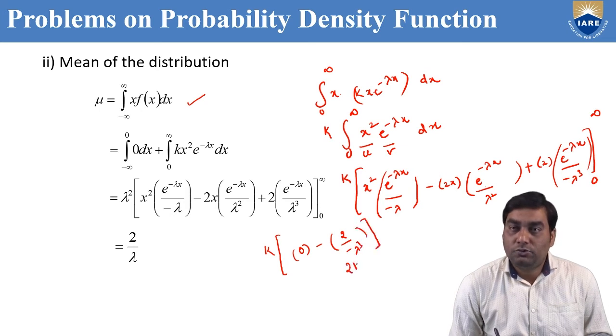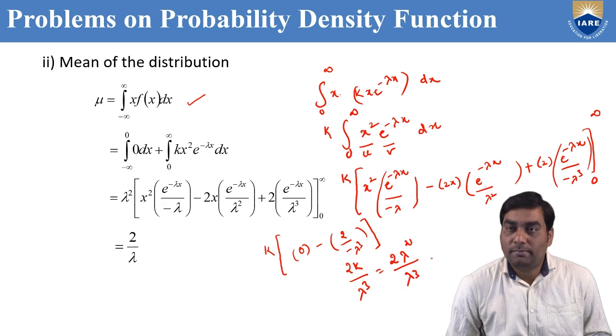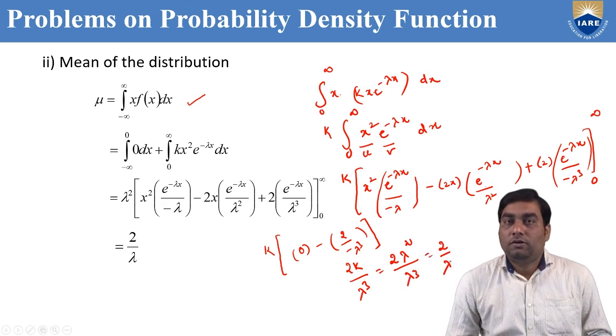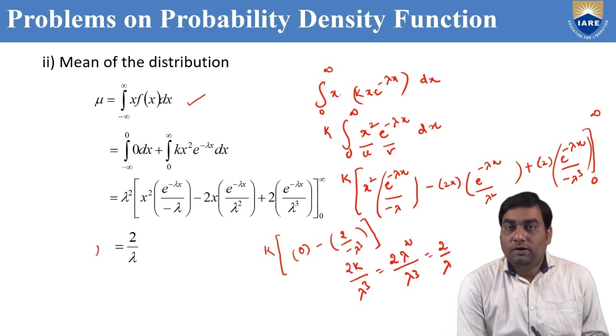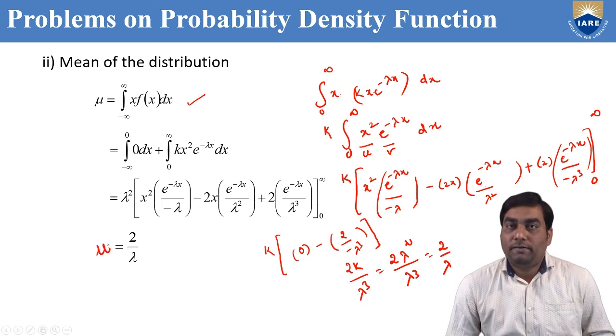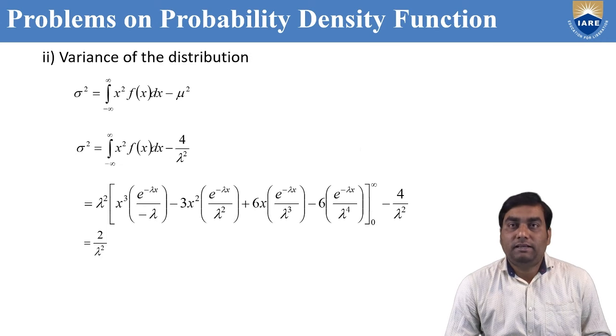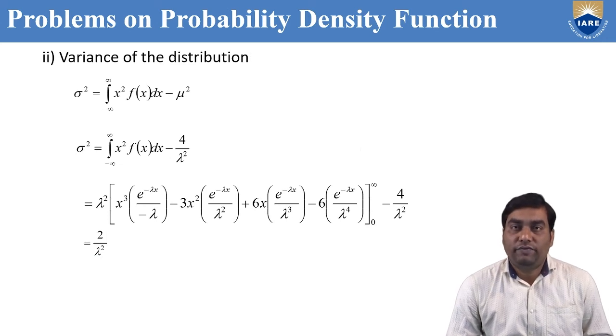Now it will be 2k by lambda cube. But the k value we got in the previous slide, 2 lambda square by lambda cube. So this is 2 by lambda. So mean mu equal to 2 by lambda. After getting the mean, we can find out the variance.